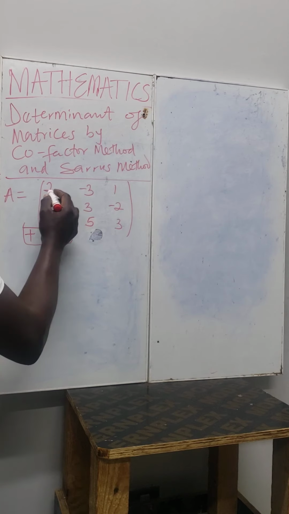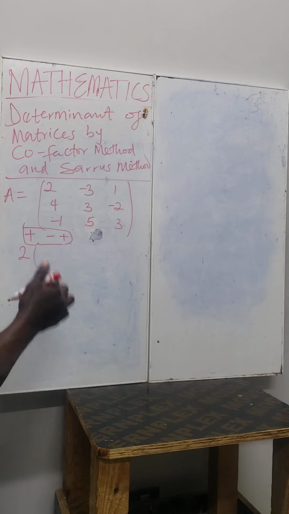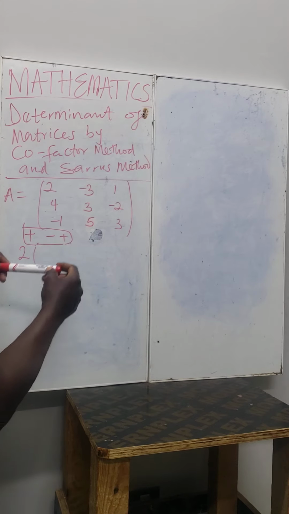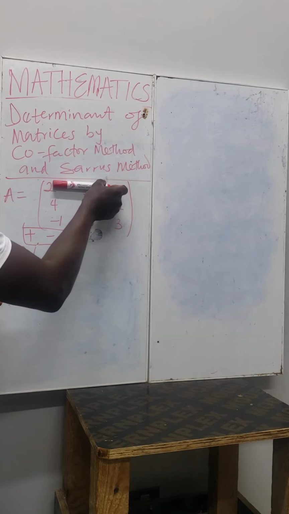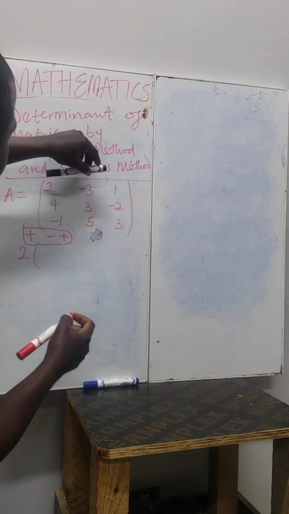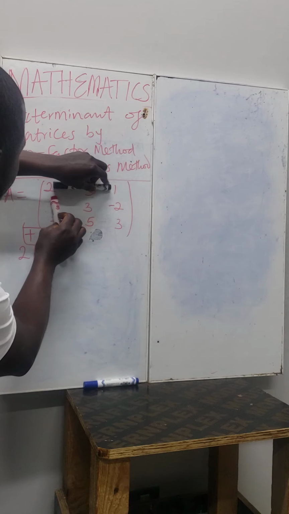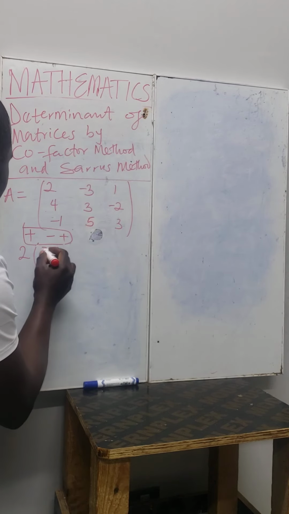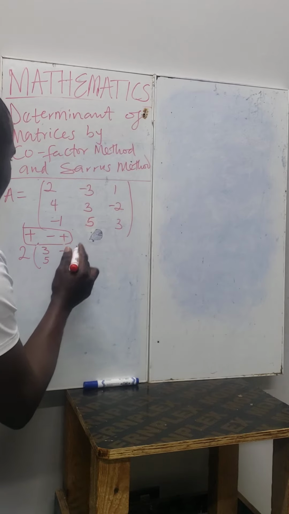Let's go. The first element here is 2. We take the 2 out. By the time we take the 2 out, don't forget we have to block every other element along the same row with that 2, and every element along the same column with that 2. Since we have taken the 2 out, all these other elements are blocked. What do we have left? We have 3, minus 2, 5, 3. That is what we have left.